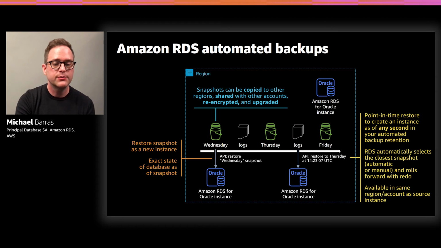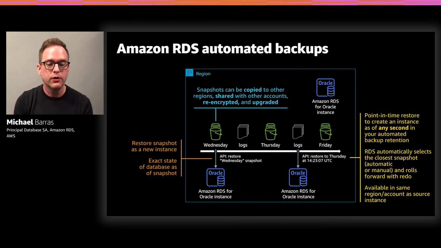The second restore option is point-in-time restore to any second in your automated backup retention period. You can specify the exact restore time you want, or choose latest restore time to restore to the latest redo log that's been backed up to S3. RDS creates a new instance based on the closest snapshot to your restore time, then uses Oracle Recovery Manager to apply archived redo logs, rolling forward to the specified time.